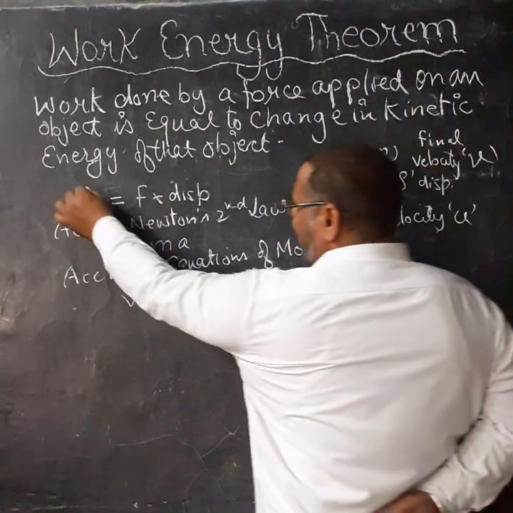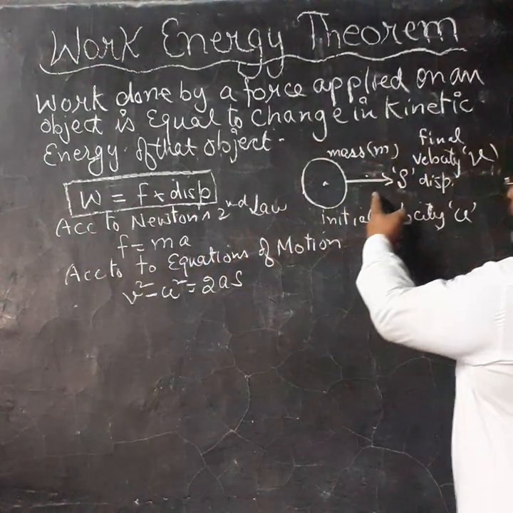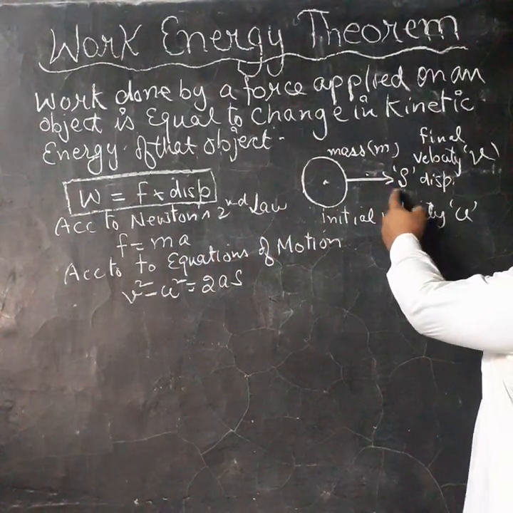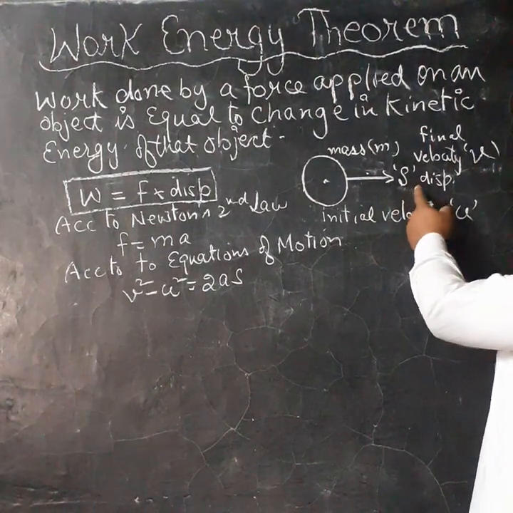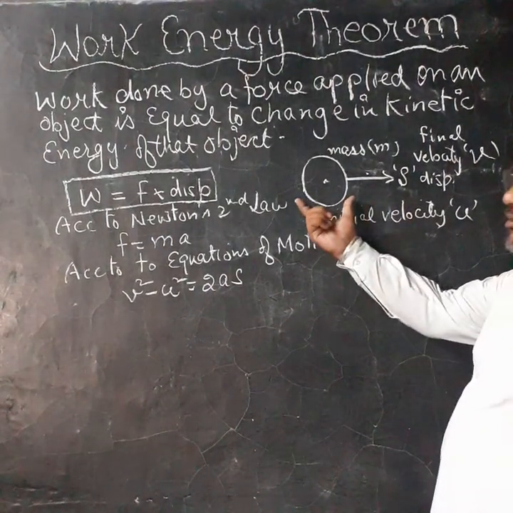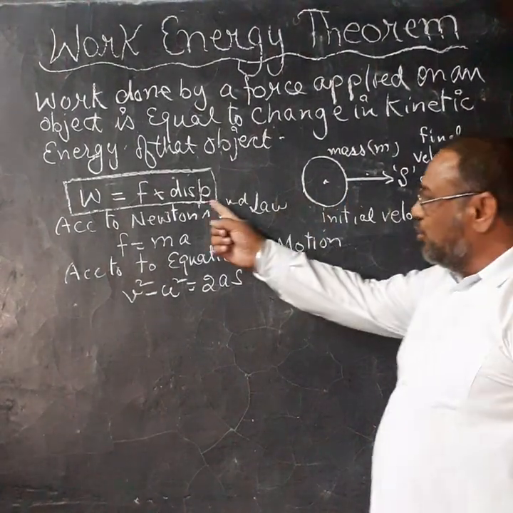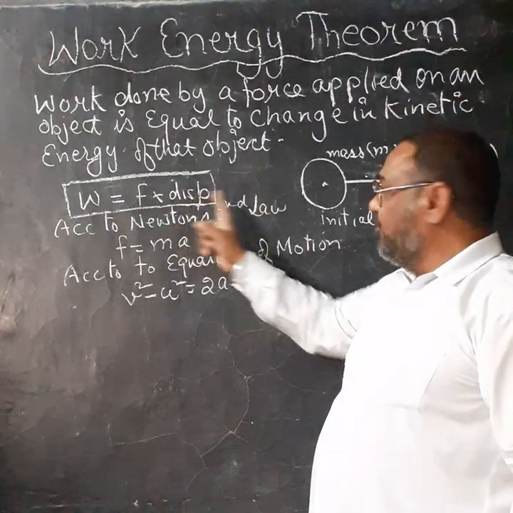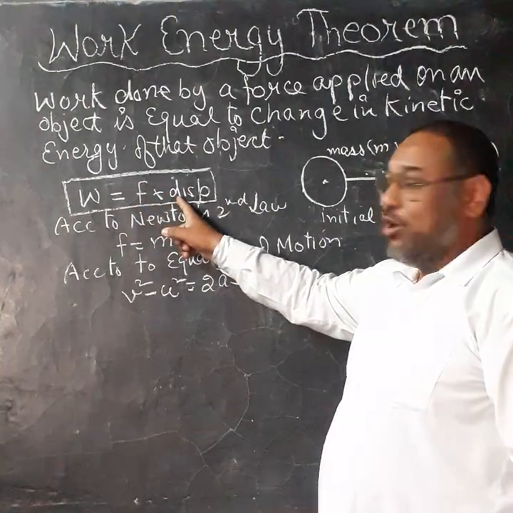Now we have work done W equal to Fs, because when we apply a constant force on the body, it makes displacement s. If there is displacement, that means the body has changed its position. So due to that, work is done. If displacement is there in the body, that means work is done on that body.